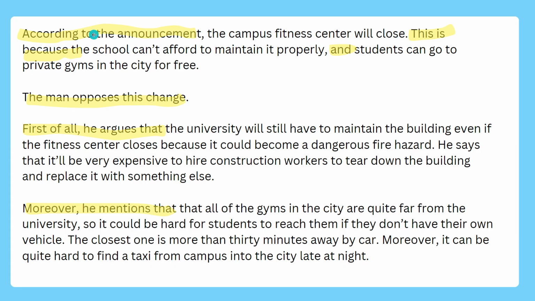I start with my summary of the change. According to the announcement, the campus fitness center will close. This is because the school can't afford to maintain it properly, and students can go to private gyms in the city for free. The man opposes this change. First of all, he argues that, and then I summarize his first reason. Moreover, he mentions that, and then I summarize his second reason.